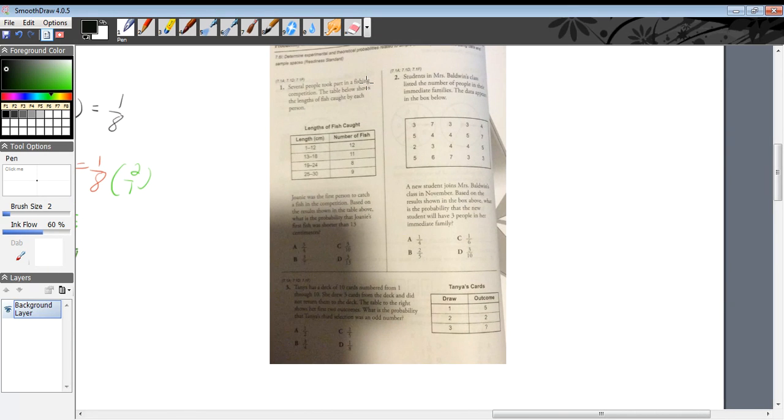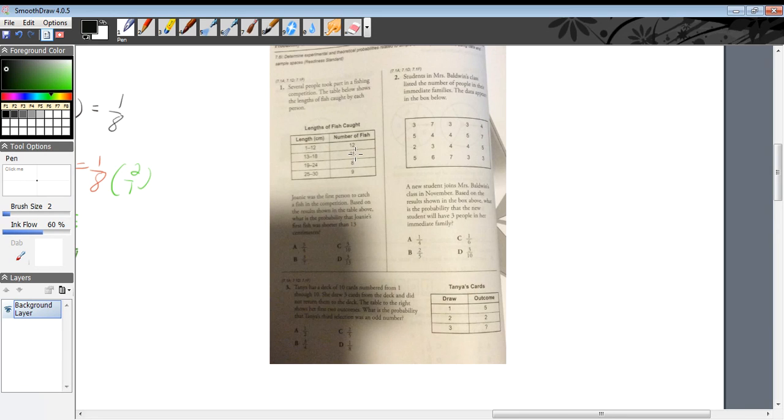Next one. Several people took part in a fishing competition. The table below showed the lengths of fish caught by each person. Joni was the first person to catch a fish in the competition. Based on the results shown in the table above, what is the probability that Joni's first fish was shorter than 13 centimeters? Okay.